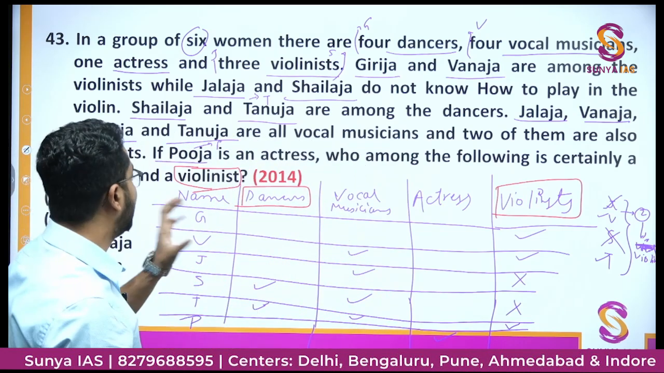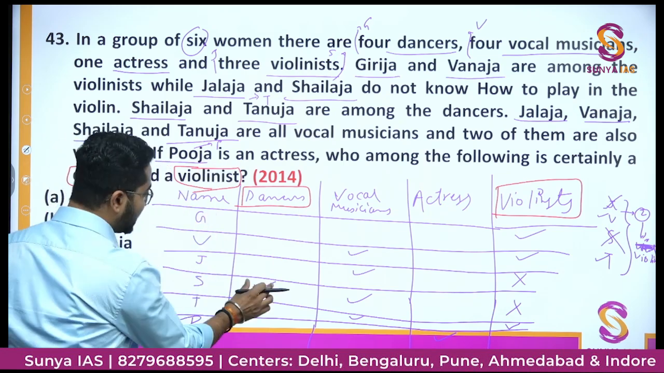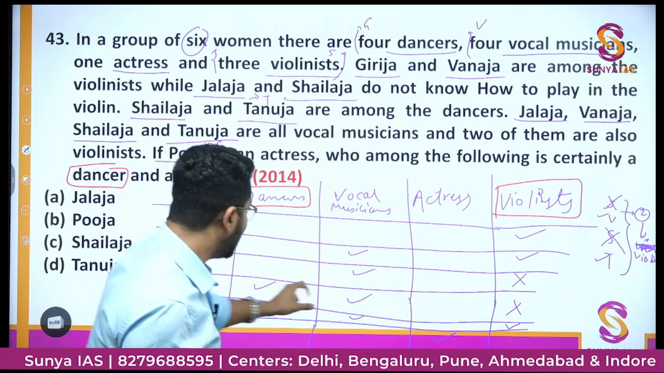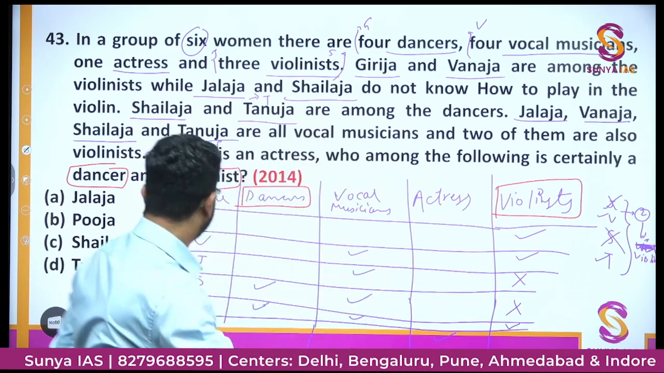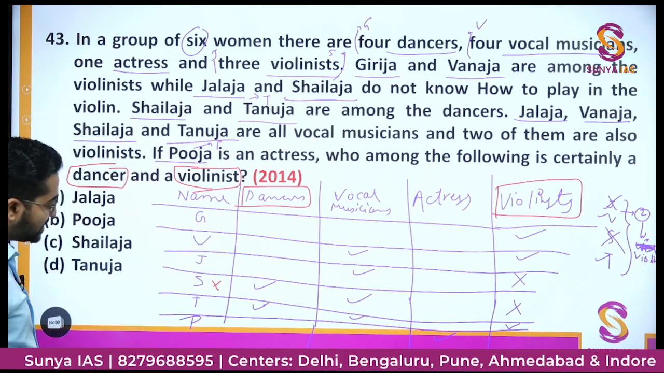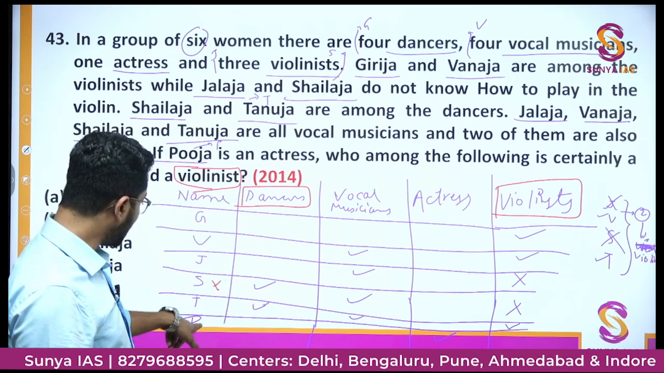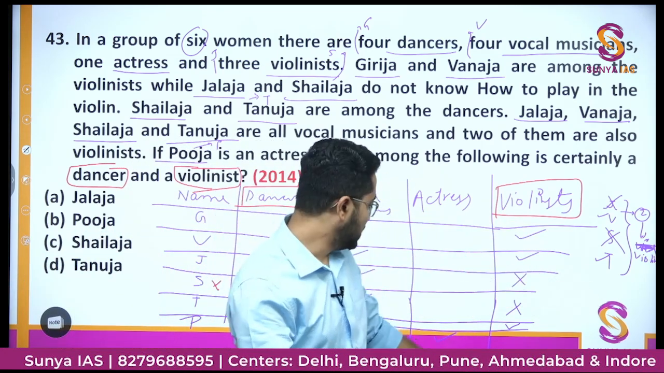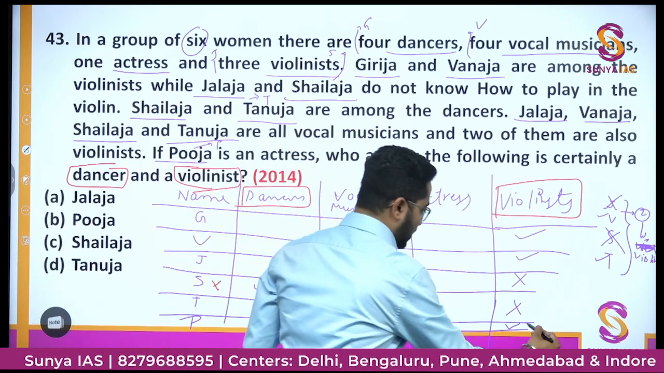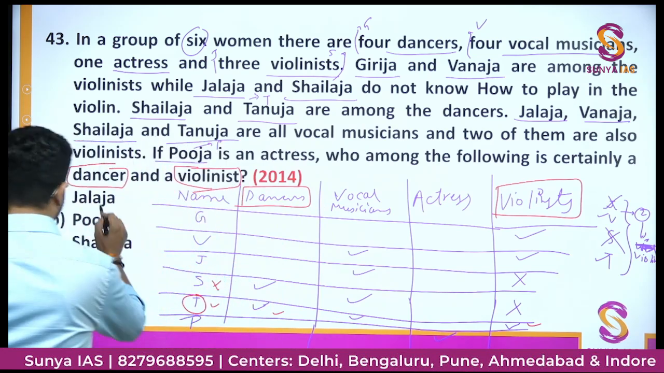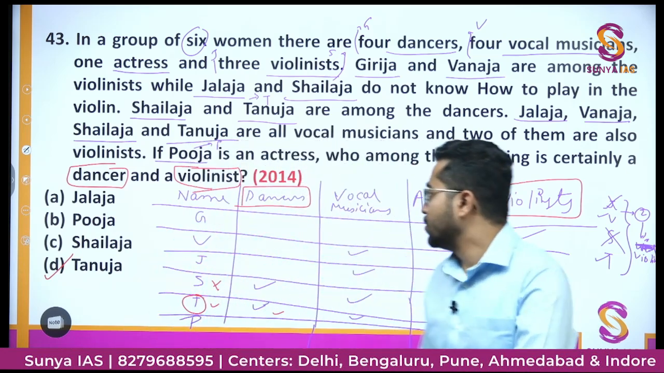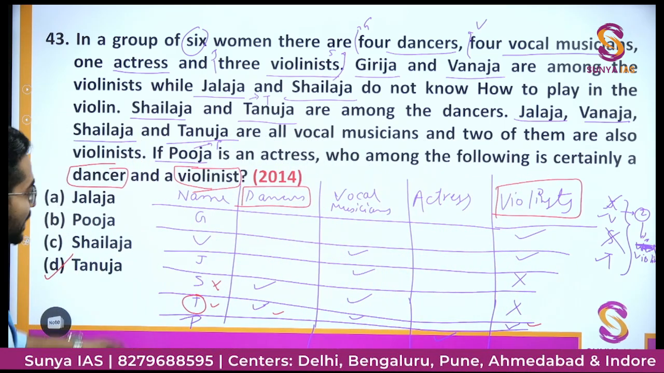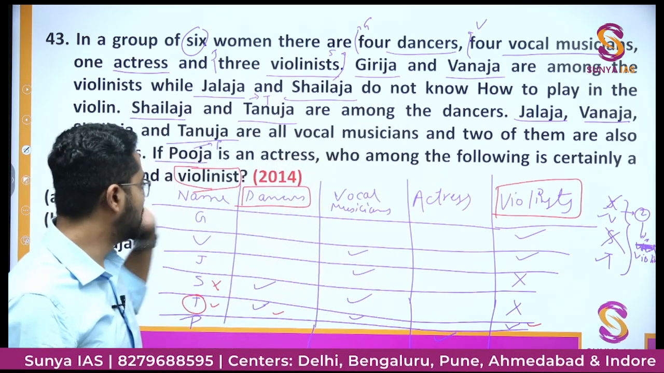Fine, dancer and violinist. So if we see dancer, Shailja is a dancer, so yeah, she is a potential answer. But we'll see whether Shailja knows how to play violin or not. Here we can see that Shailja doesn't play violin because this is already given. So Shailja cannot be an option. Then we see Tanuja, because there are only two dancers, Shailja and Tanuja. Tanuja is a dancer, yes, and Tanuja can also play violin. That we got from this condition. So our answer would be Tanuja. So the option would be option D, Tanuja is the person who is a dancer and can play violin. So you can see how easy this question was. You just had to make the table, fill in the relevant information, and then you will find the solution.